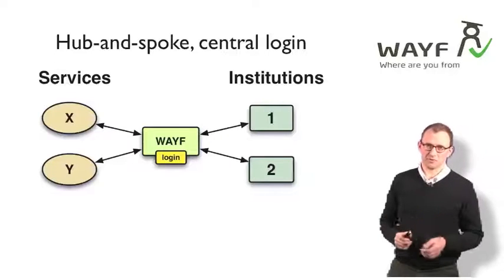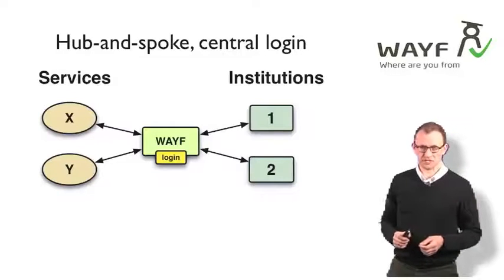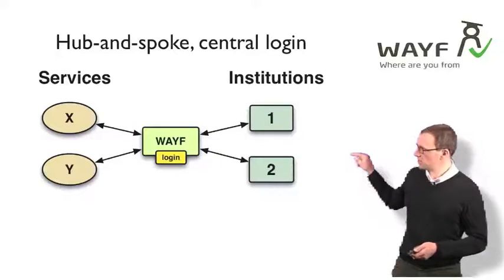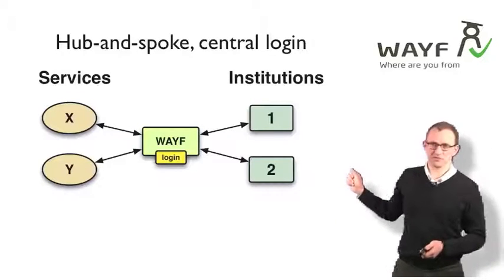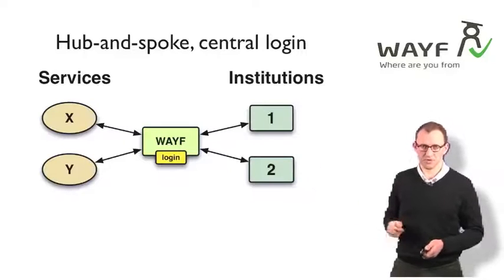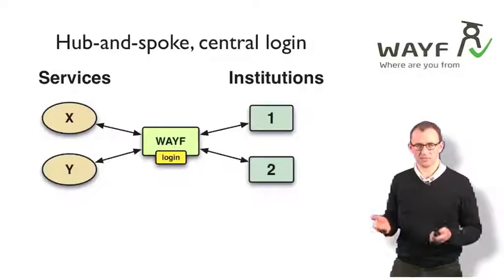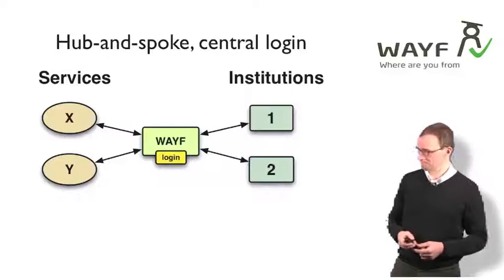What makes this so different from the previous architecture we saw is, of course, that you have a trusted third party through which all the authentication requests and all the user information goes back and forth. So everybody must really trust this, and it's important that you have this in mind when you build such a structure.